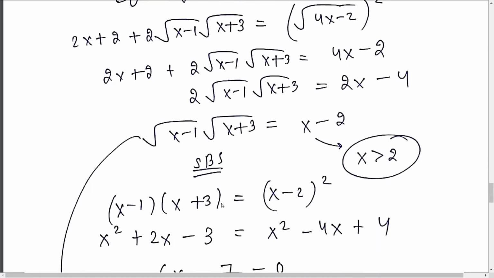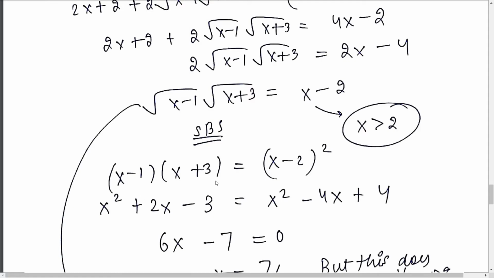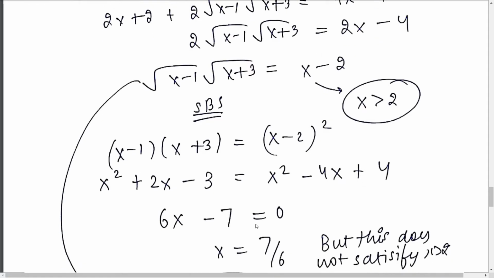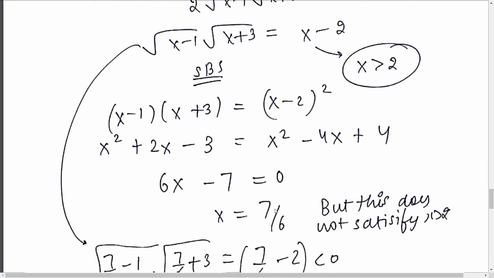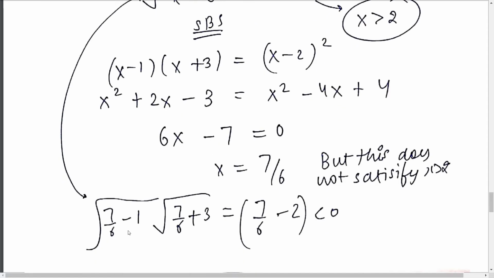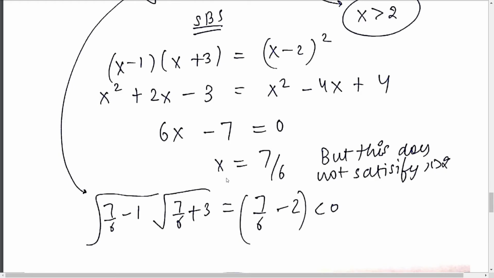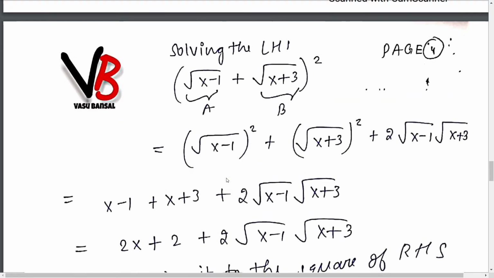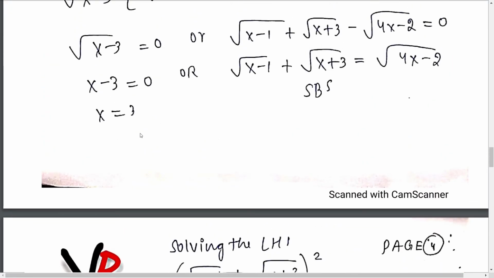And now I square both sides, simplify it, multiply it. Simplifying, I get x equal to 7 by 6. It is around 1 point something, right? So it is obviously less than 2. So this will not be a solution. I have written it here also, because this side becomes negative and this side is positive, so they both can't be equal. So the only solution we obtained is x equal to 3.